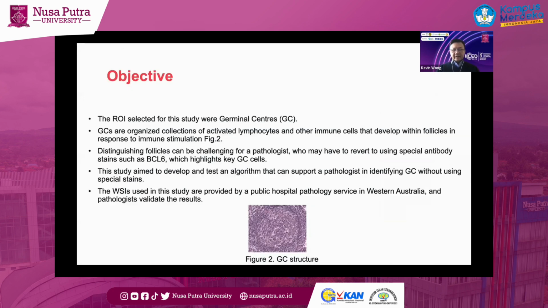For this test that we did, we collaborated with a hospital in Western Australia. They came back to us and said they are interested in looking at how computation of the region of interest can identify what we call the germinal center, in short called GC. Why the germinal center is interesting for them is because germinal centers are organized collections of activated lymphocytes and other immune cells, and that can develop into some kind of immune response.